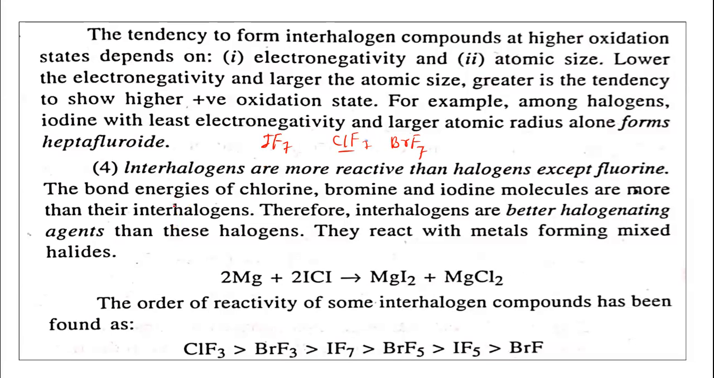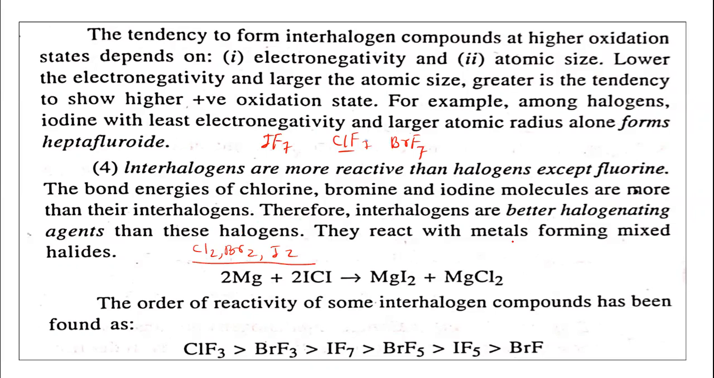Now, the fourth general property. Interhalogens are more reactive than halogens, except fluorine, which is very reactive. Interhalogens are also reactive, but they are more reactive than the other halogens, Cl2, Br2, and I2. This is on the basis of bond energies: the bond energies of chlorine, bromine, and iodine molecules are higher than those of interhalogens. Therefore, interhalogens are better halogenating agents as compared to halogen molecules.